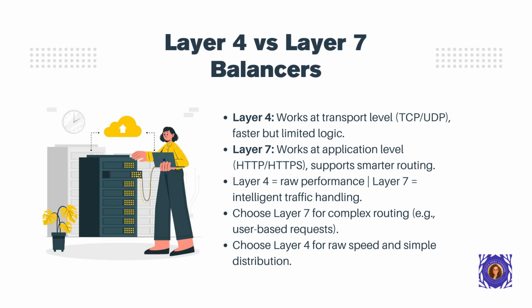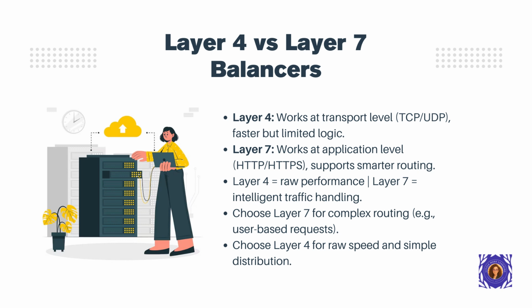Let's go a bit deeper and talk about the OSI network model and how it affects load balancing. Specifically, we need to understand the difference between Layer 4 and Layer 7 load balancers. Layer 4 balancers operate at the transport level, working with TCP and UDP protocols. They make routing decisions based on network information like IP addresses and ports, without inspecting the actual content of packets. This makes them extremely fast, but somewhat limited in their decision-making capability.